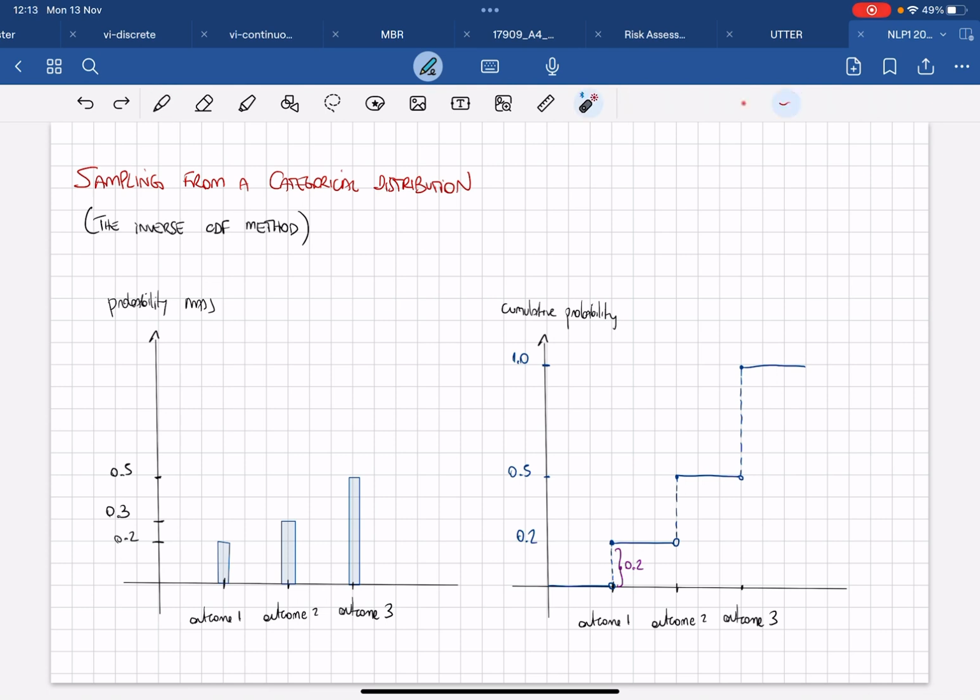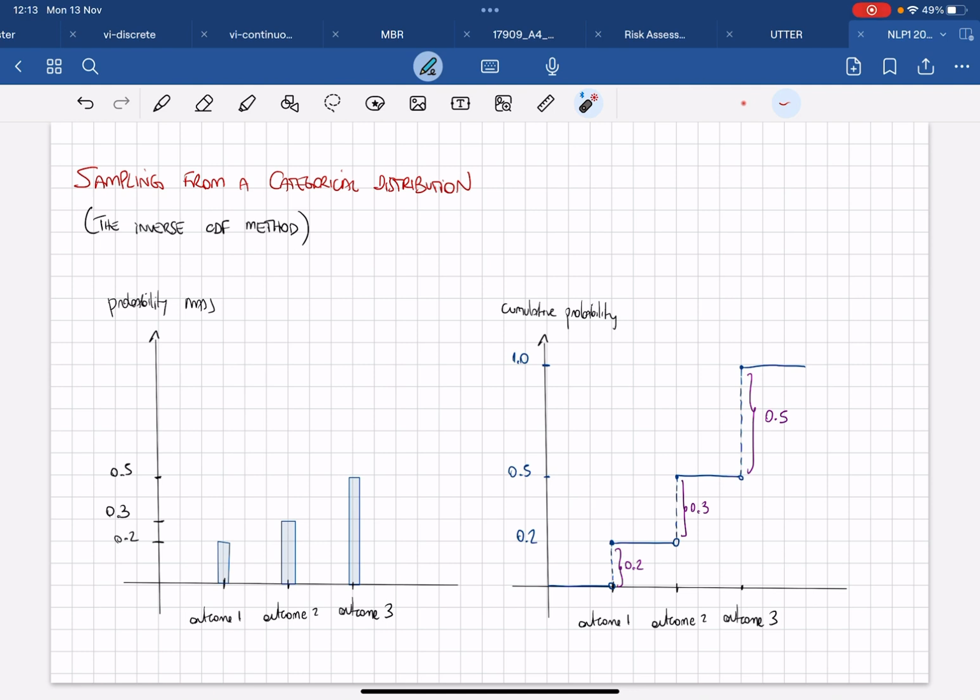The cumulative probability then stays at 0.2 until you hit the second outcome, at which point the probability jumps by 0.3. Which gives us 0.5, 0.2 plus 0.3. Then the cumulative probability stays at that until we hit the third outcome, at which point the cumulative probability jumps by a total amount of 0.5, because that is the probability mass of the third outcome. As we already had accumulated 0.5, when we add 0.5, we make 1.